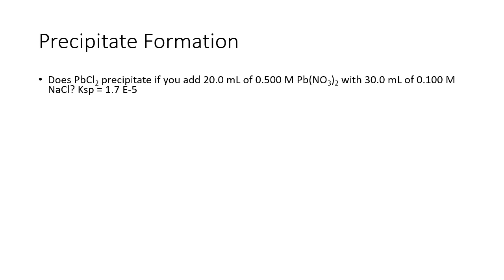nitrate with 30 milliliters of 0.1 molar sodium chloride with a KSP of 1.7 times 10 to the negative. So our reaction is making lead chloride, and we need to determine if any precipitate will form at this concentration given the KSP. The KSP is a constant calculated using molarities, so we need to find the molarity of our materials and then determine the limiting reactant.